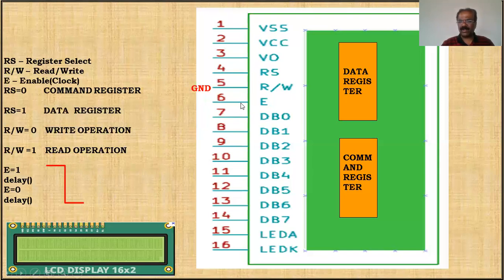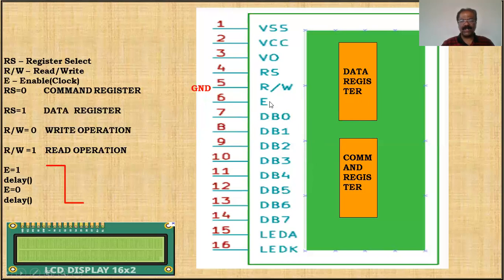Once we apply the clock, it's going to write the information either into the data register or into the command register, depending upon the RS signal. If RS equals 0, whatever information we have on the data lines is written into the command register. If RS equals 1, then whatever information is available on the data lines is written into the data register, provided we apply the clock on the E pin, the enable pin.